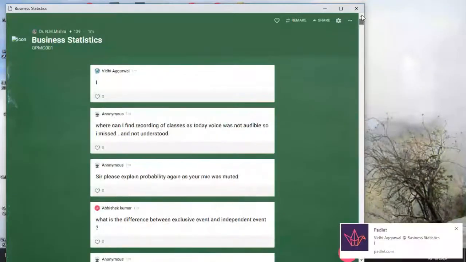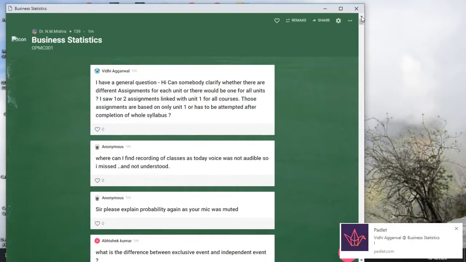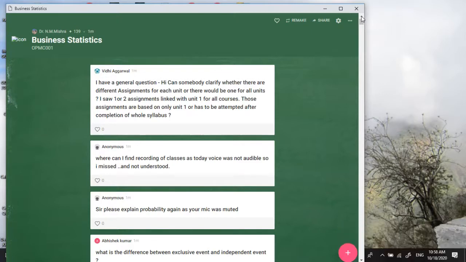In between, I can see Abhishek is asking a question. I request all of you, I can see some questions coming on the Padlet. Abhishek, whenever you write, like Vidhi Agrawal is writing her name, Abhishek is writing their name, you must write your name. Don't write anonymous, right? It gives a different type of feeling, not a closeness.